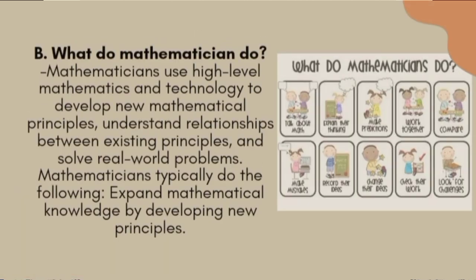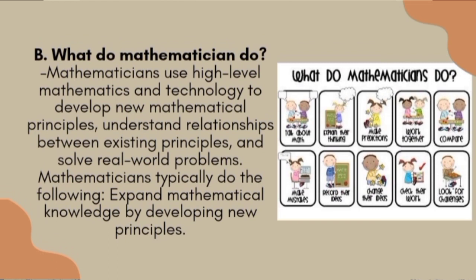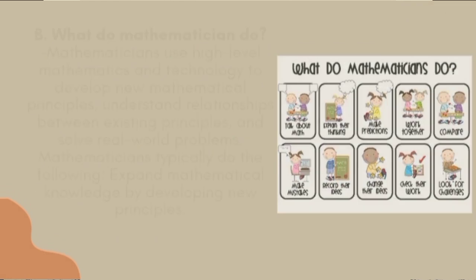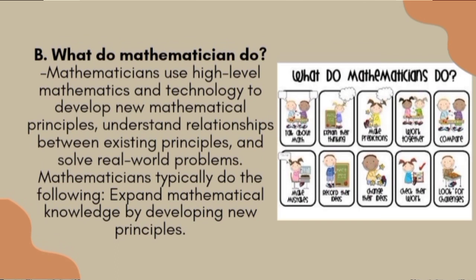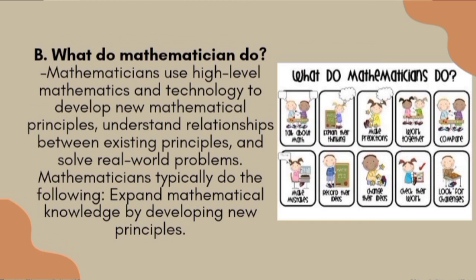Mathematicians typically do the following: expand mathematical knowledge by developing new principles. Mathematics is one of the oldest and most fundamental sciences. Mathematicians use mathematical theory, computational techniques, algorithms, and the largest computer technology to solve economic, scientific, engineering, and business problems. The work of mathematicians falls into two broad classes: pure mathematics and applied mathematics. These classes, however, are not sharply defined and often overlap.